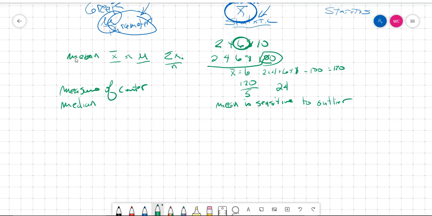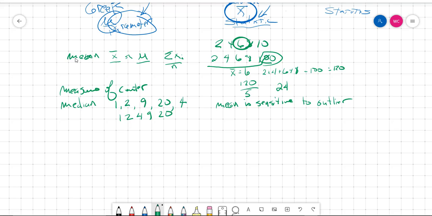And the median is obtained in a different way. If you have 5 numbers, let's change them. Let's say we have 1, 2, 9, 20, and 4. First of all, to get the median, you have to rearrange them in order. So we'd have to write them 1, 2, 4, 9, 20. So that's what you have to do first.